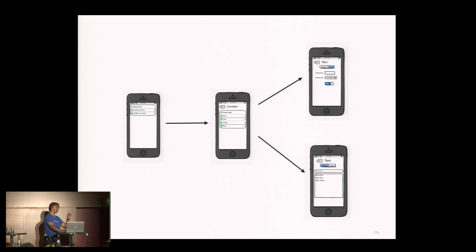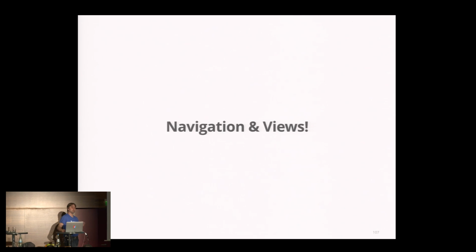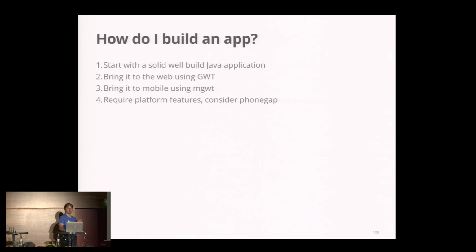And you all know we try to make views as dumb as possible. So it's really easy to swap them out. It's just navigation and views. So with this in mind, how would you actually build an application?